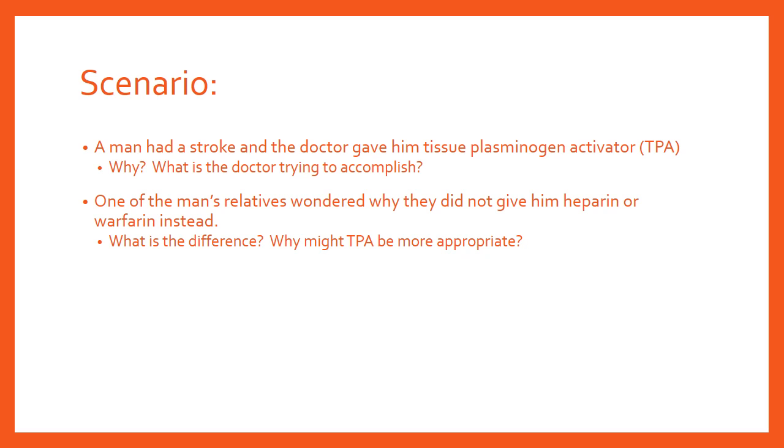But before plasminogen is converted to plasmin, we need to activate it. And that's where tissue plasminogen activators come into play. These are naturally synthesized substances, and they can come from different sources. Again, liver, vascular endothelial lining.